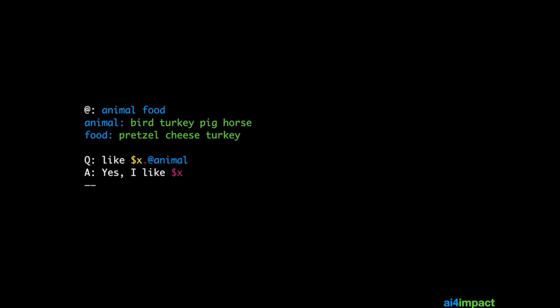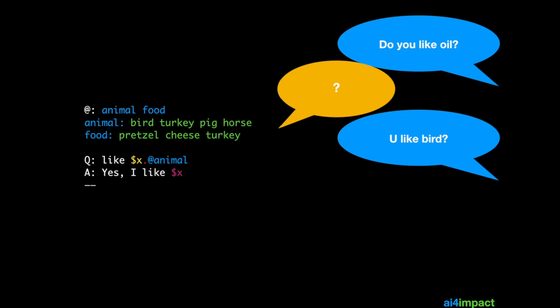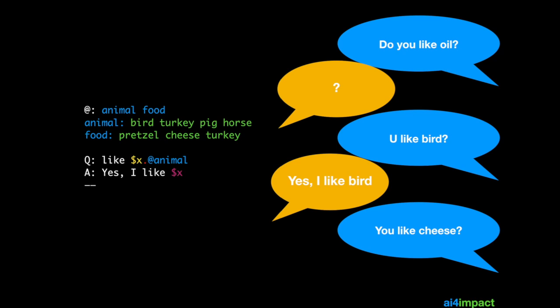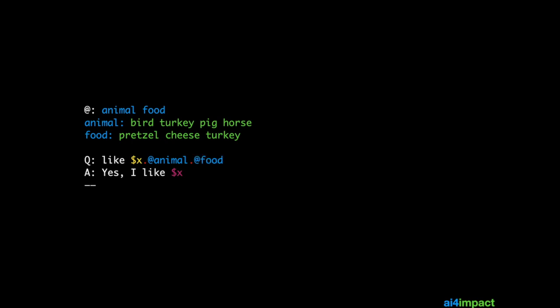Okay, let's see this in action. So, do you like oil? Well, it's IDK because oil is not an animal. Do you like bird? Yes, I like bird is the response because bird is an animal. Do you like cheese, which is a food and not an animal? It's again IDK.